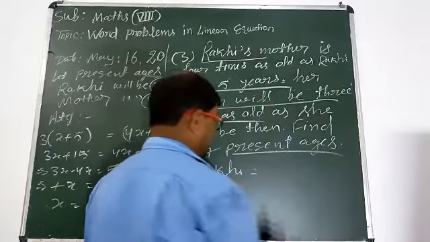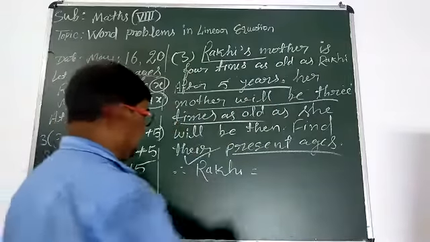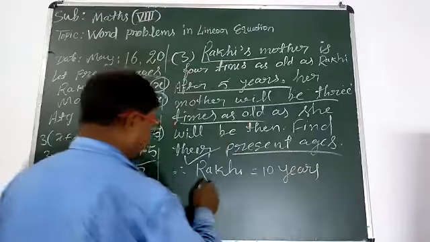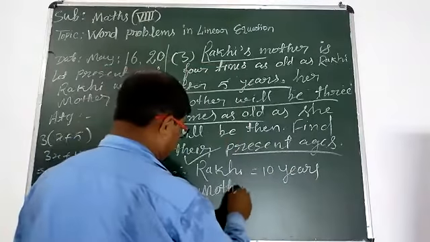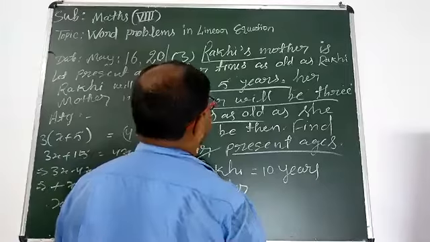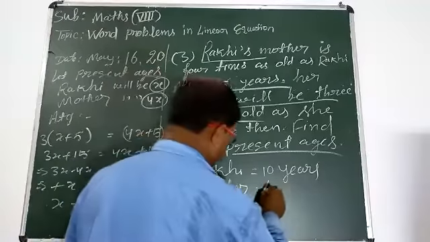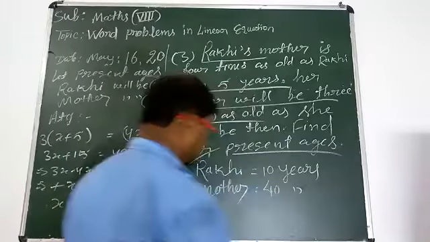We should write the age directly: 10 years old. Mother, how many times? 4 times. So 4 times 10 is 40 years. That is the solution. You can check your solution also.